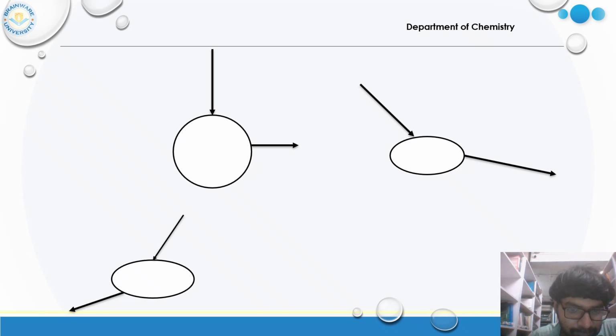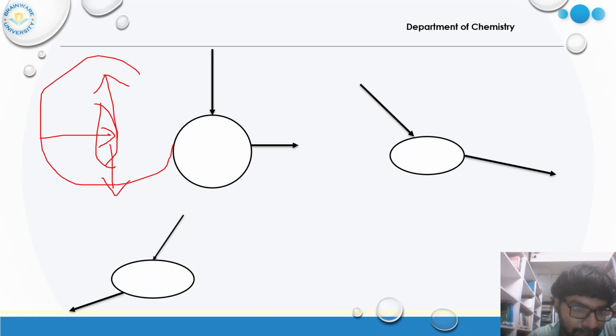So what is plane polarized light? Just look at the plane polarized light. This light has a single wavelength, but reflection occurs where? Reflection occurs perpendicular to the direction of light in only one plane. So we call it plane polarized light.